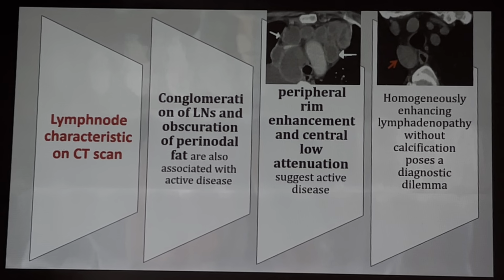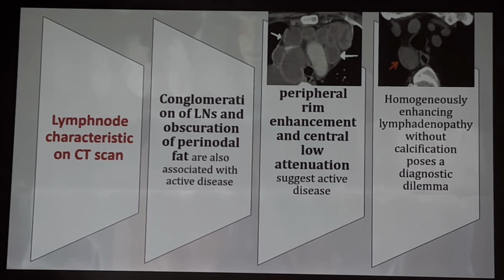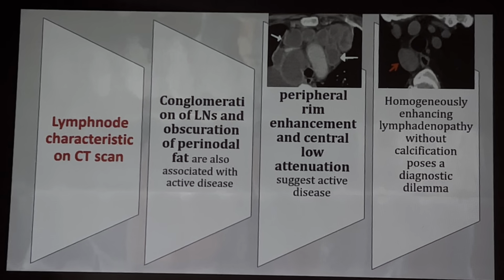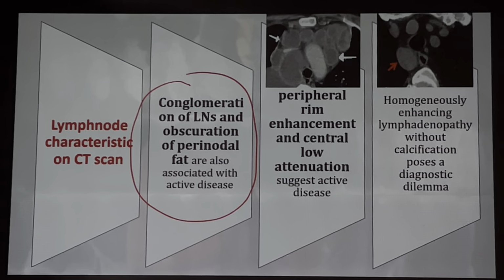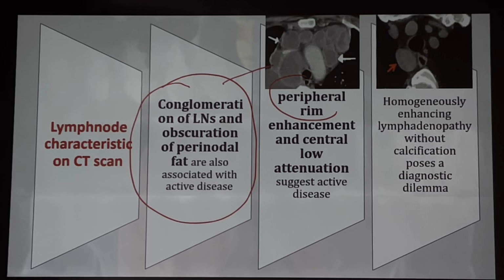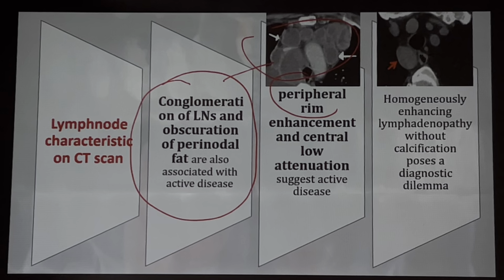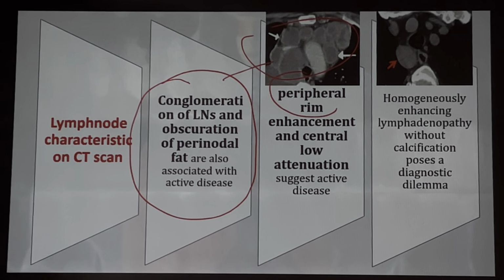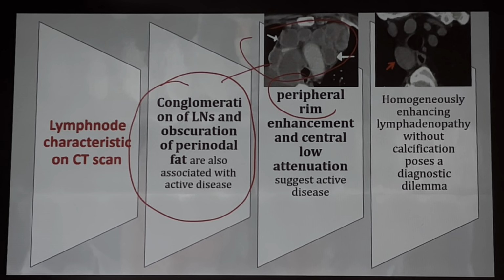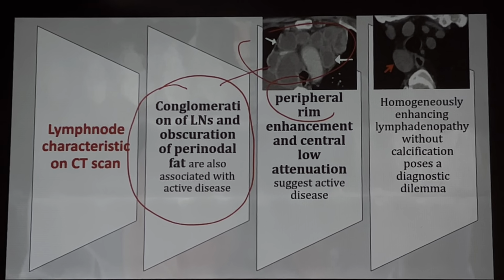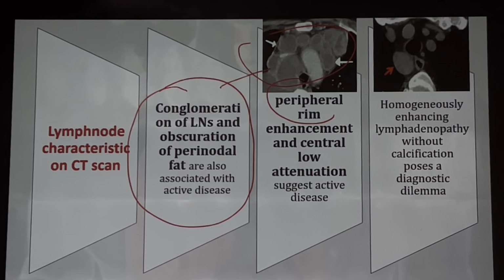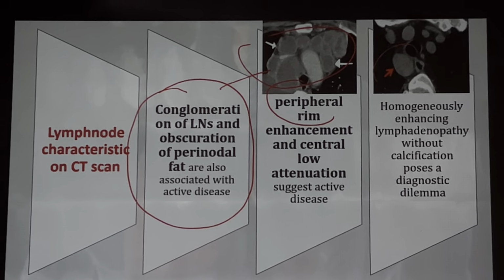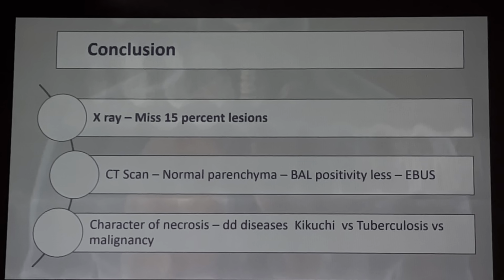So here the question arises, if you go for the CT scan with contrast, what are the different types of characteristic lymph node expression that give you different types of diseases? If you get a conglomerated lymph node, and typically peripheral rim enhancement, as you can see as a group of this lymph node, very likely with central low attenuation, likely this is an active disease and it may be tuberculosis, though there can be many other diseases which can have a little bit of necrosis inside. But if you get homogeneously enhanced lymphadenopathy without calcification, there can be many differential diagnoses.